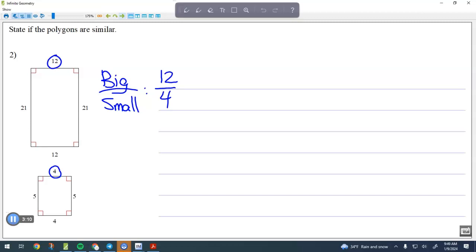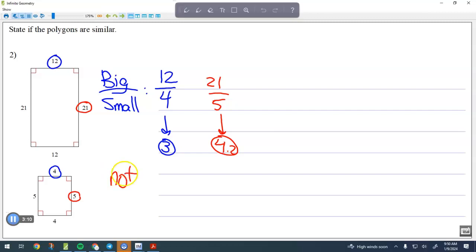So let me check the right-hand side. Sometimes you don't have to check them all. I just did it on the first one to show you an example. The right-hand side, the big is 21. The small one's 5. Well, when I divided these, I got 3. When I divide these, will I get 3? That's not 3. That's 4.2, I believe. But it ain't 3. So right away, I don't even have to check the other ones. I can just say not similar.